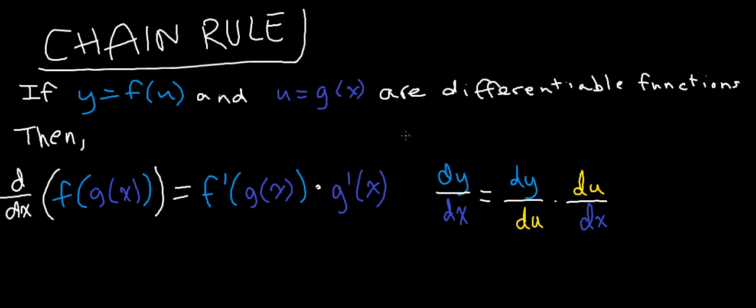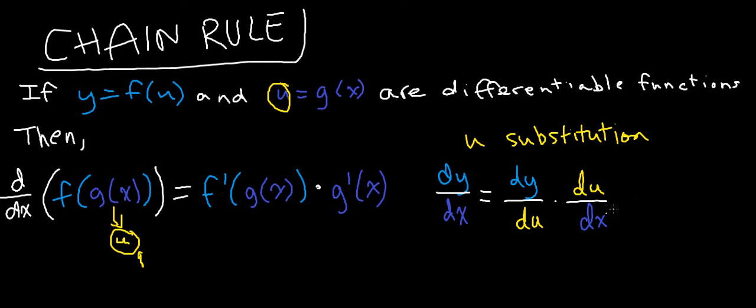Another way you could do it is to think about it using a method called u substitution. Because you're using u substitution, this inside basically becomes equal to u. You take the derivative of y with respect to u, and the derivative of that u with respect to x, and then you multiply those together, and you would be able to get dy dx.